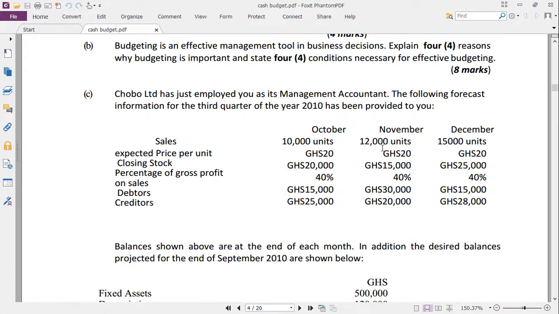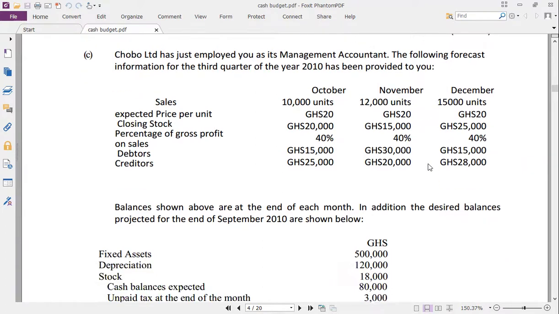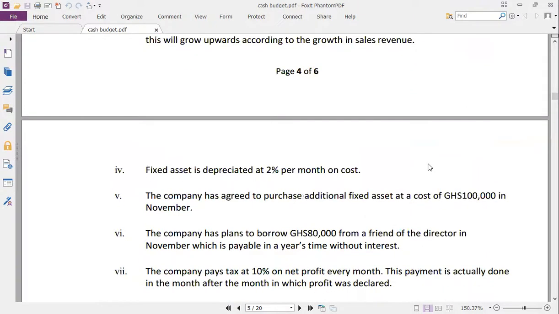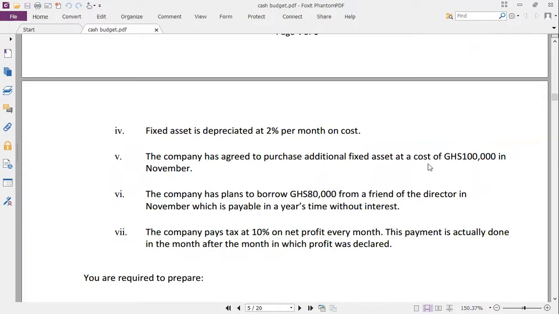Then December, difference between 12,000 and 15,000, that's 3,000, all divided by 12,000 times 100. So that will give us 25%. So that means between November and December, the sales unit has increased by 25%. So admin 2 will increase by 25%. Then you are done. Great.